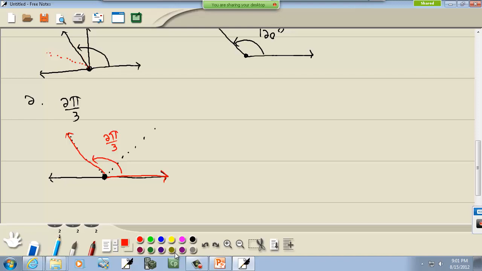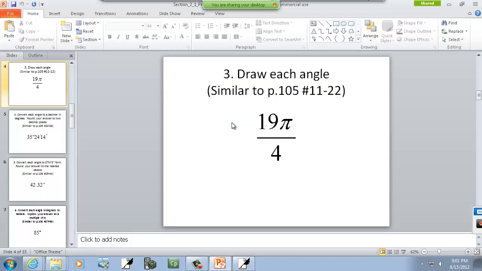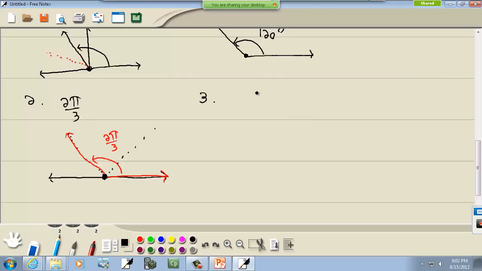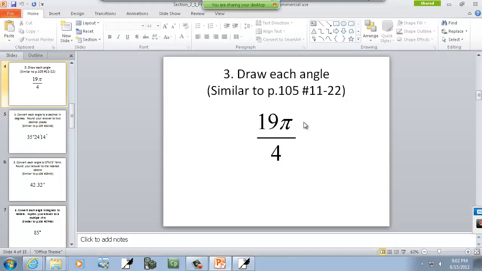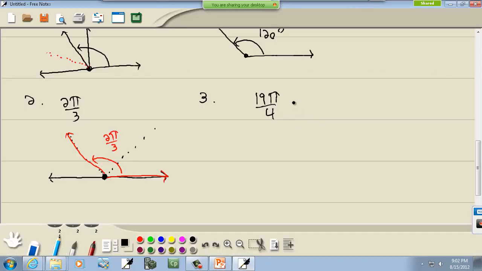We're going to take a look at something called a unit circle after a while, not in this section, but a little bit to help understand the concept of those. Now I've got 19 pi over 4. Let's change this to a mixed number.